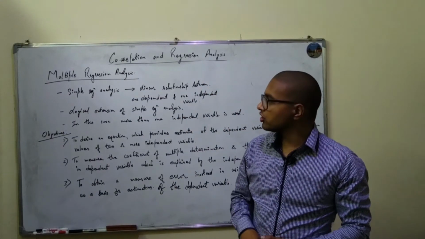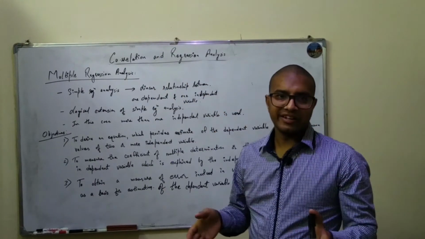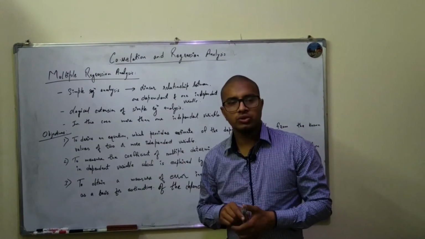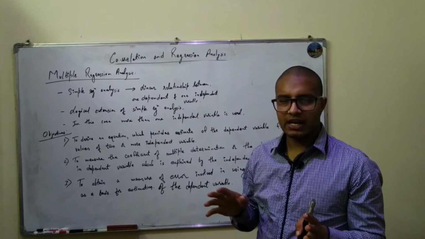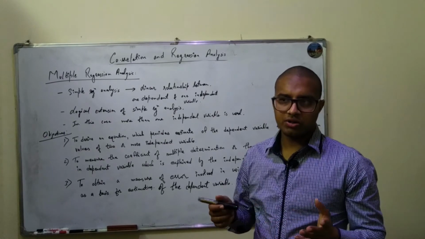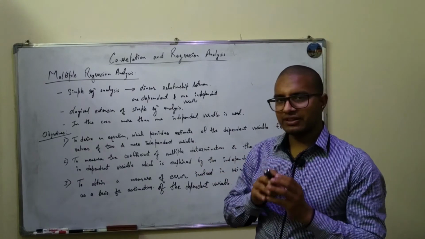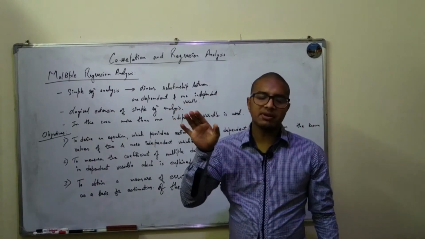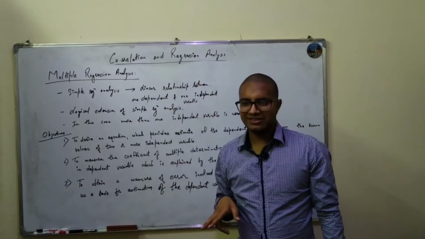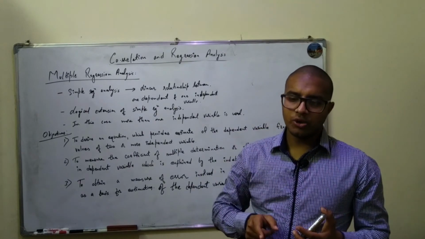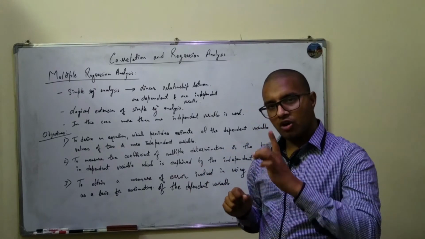Until now, we were just talking about simple regression analysis. So what is that? We were only looking at one dependent variable and one independent variable, right? So how will the independent variable affect the dependent variable, right? That's what we are looking at. In case of multiple regression analysis, we will look at the combined effect of two or more independent variables on the dependent variable.